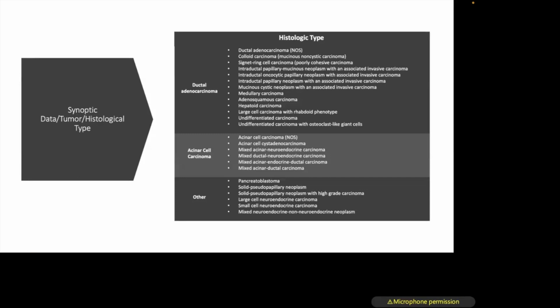And then there's different histological subtypes. So there's ductal adenocarcinoma, colloid carcinoma, signet ring cell carcinoma, carcinoma associated with an IPMN, etc. ACC is also another histological type, which is a very aggressive tumor. And then there's also other ones such as pancreaticoblastomas, SPNs, which are fairly banal.